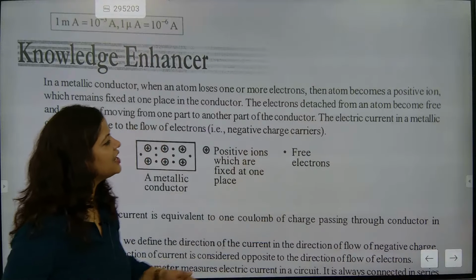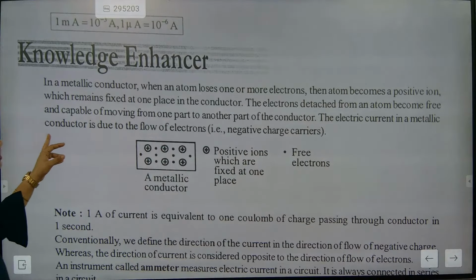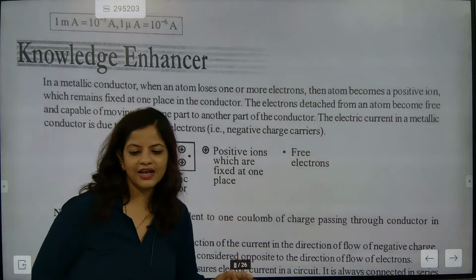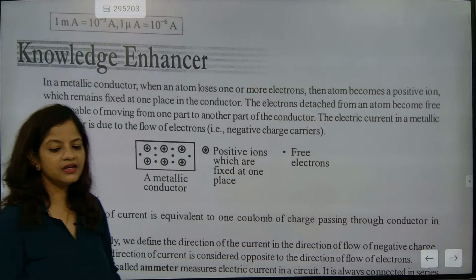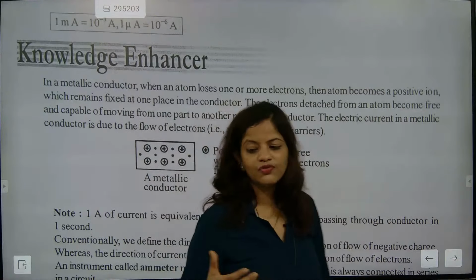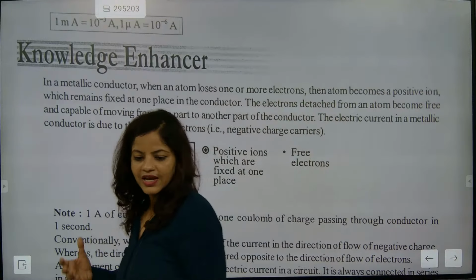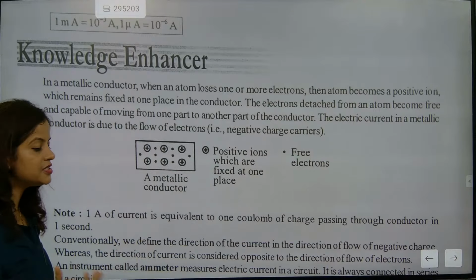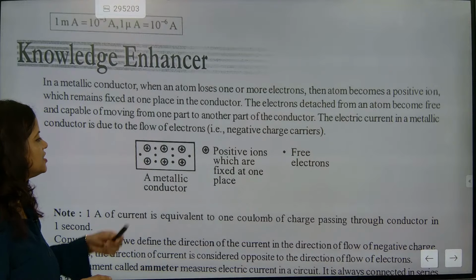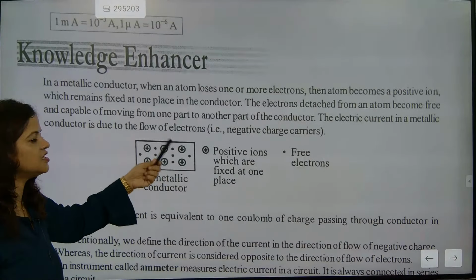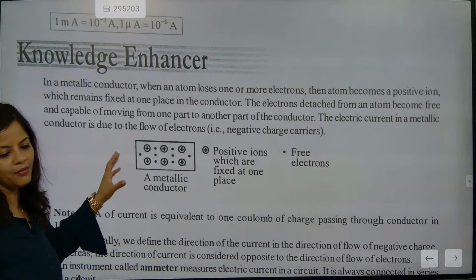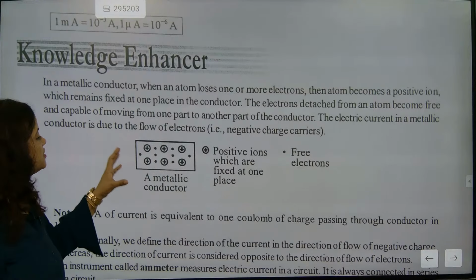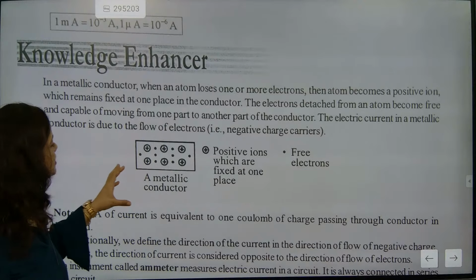After that, the electric current in a metallic conductor is due to the flow of what? Electrons. The electric current is due to the movement of electrons. These are the ions, the positive ions, and these are the electrons. Can you see the mix of that? So this is exactly that part.